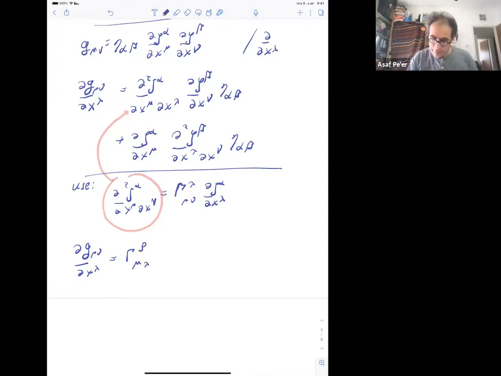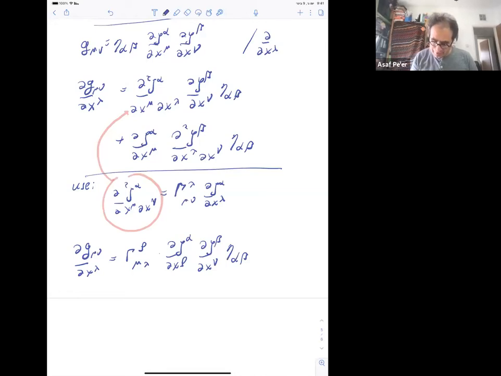Because I have the mu and lambda at the bottom, and then at the top I'll just pick a different index. They're all dummy indices anyway. Times d psi alpha over dx rho, times what is left, d psi beta over dx nu, eta alpha beta. All right, so this is for the first term.